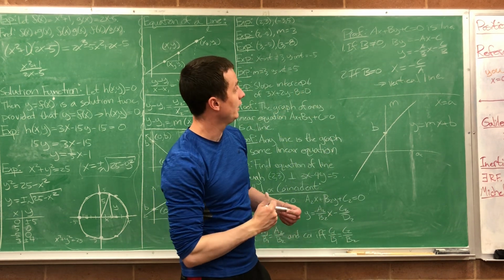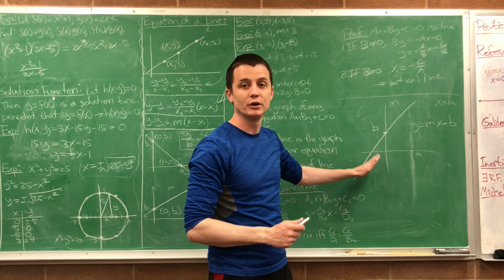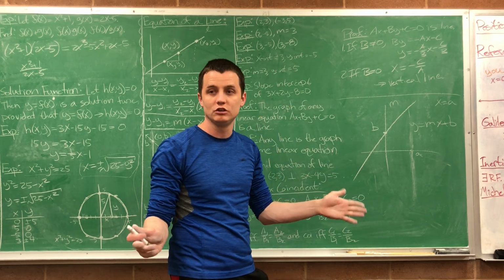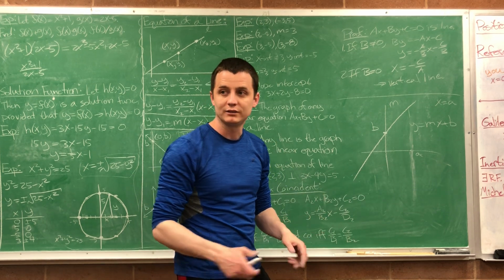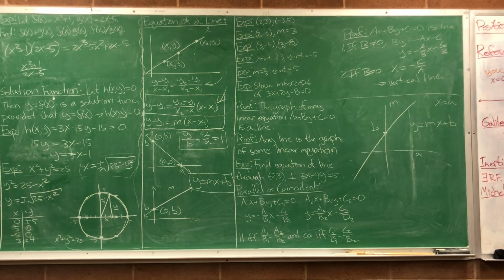So we prove that every linear equation represents a line, and we prove that every line represents a linear equation. So there's a one-to-one relationship between linear equations and lines. Make sense? Okay. And that's kind of the big takeaway of everything we were doing today.